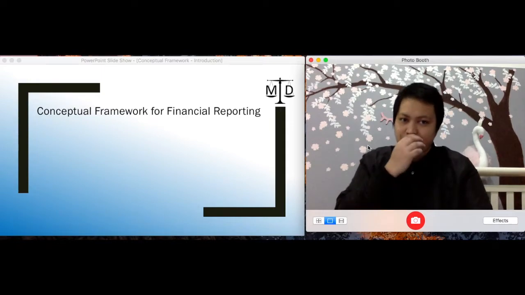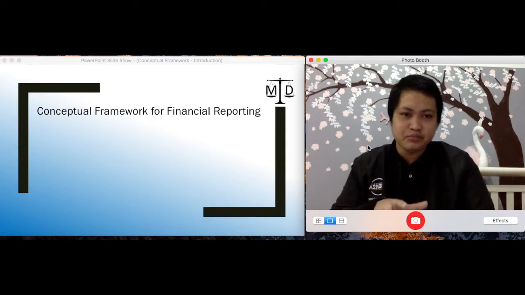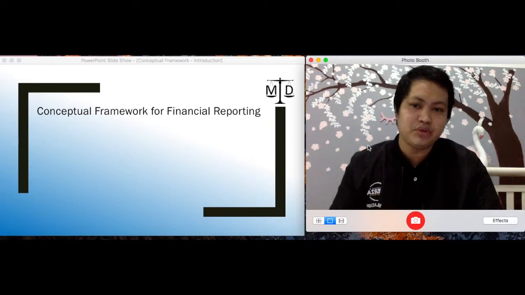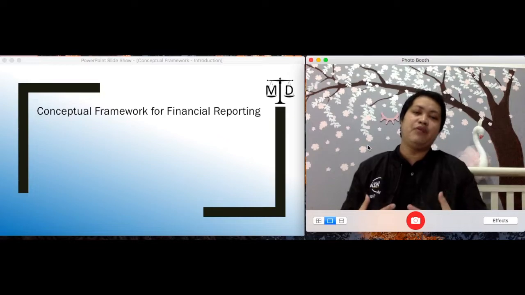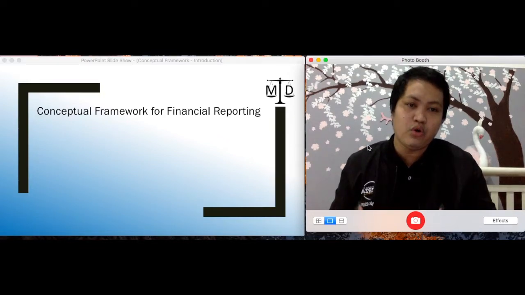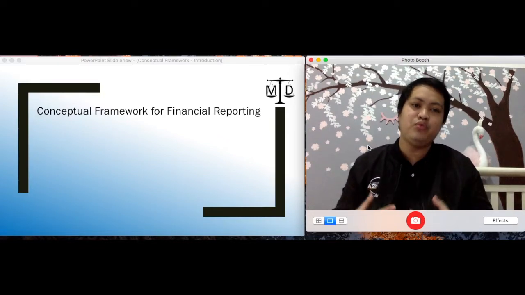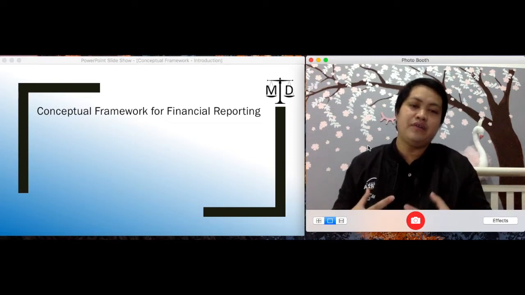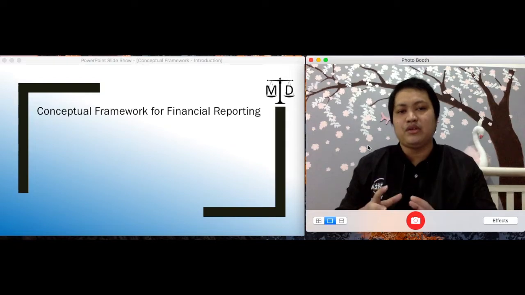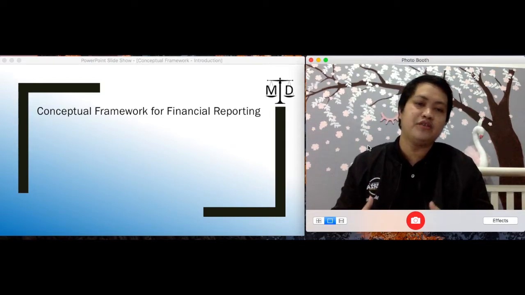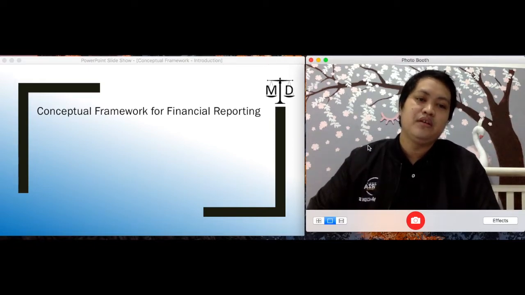But before we go to the accounting standards itself, it's important for us to talk about the conceptual framework for financial reporting, because basically the framework serves as the core or the basic principle in which the development of other accounting standards are based upon. The assumption here is we start with a framework and expand and evolve out of the framework for us to be able to develop the standards.